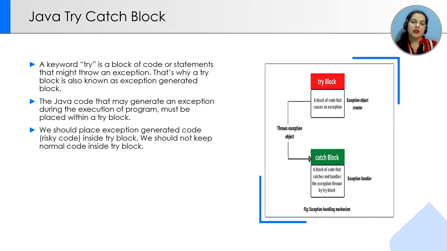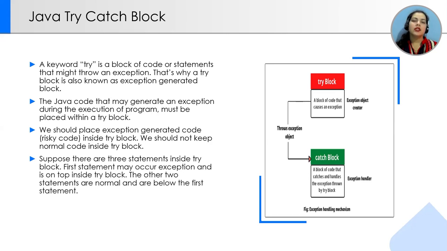If there are a number of lines in a code, and we find that this is the line which can create an error or an exception, we have to put only that code within the try block. Normal code should not be put in the try block. Suppose there are three lines in a code. The first line is a normal line with very little chance of an exception occurring, so it has to be put above the try block.